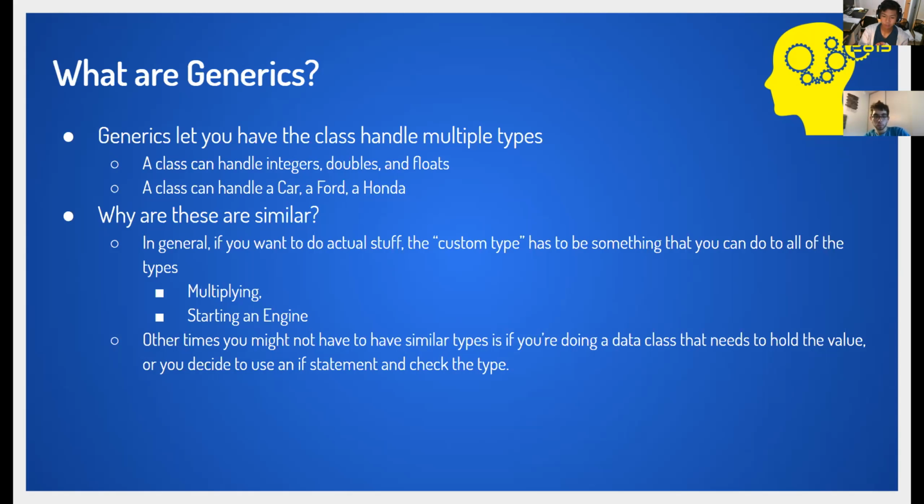And that's where generics come into play, because instead of having to make 3 or 4 or 5, I don't know how many different classes for every single individual type, you can just have one class, a generic class. So let's go and just take a look at the code example of what a generic is.